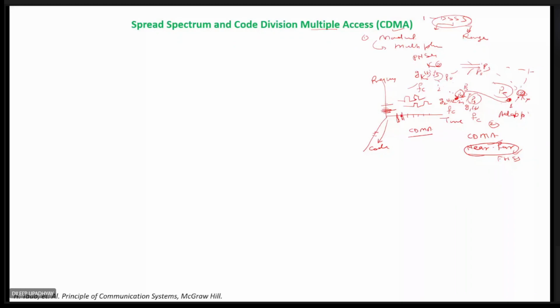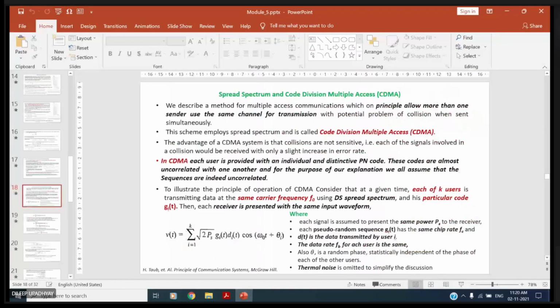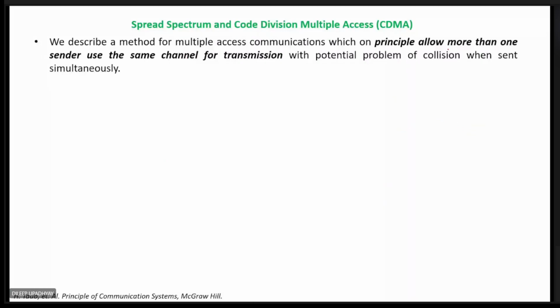Okay, so keeping all these in mind, I'm just going to first delete what I've written. Considering all those in mind, we here describe the method of multiple access communications, which in principle allows more than one sender to use the same channel for the transmission. Same channel means they are using the same carrier frequency and same frequency band for the transmission.